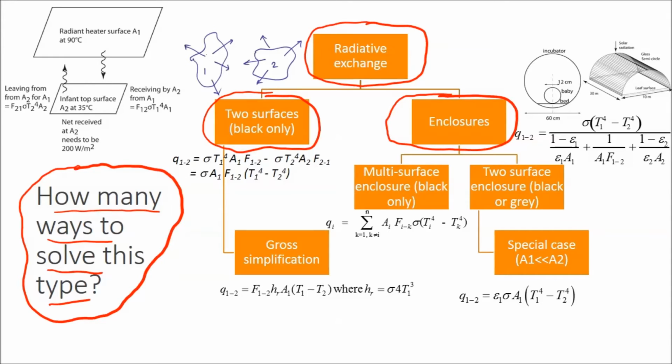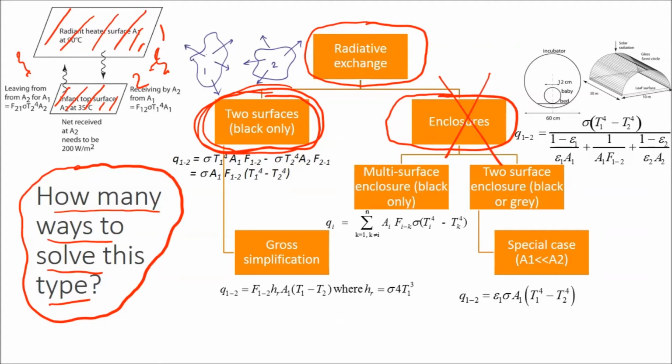Now this problem shows that it has this top radiating surface, and it has the infant surface. So this is surface 1, let's say, and this is surface 2. It certainly looks like a two surface problem. It is unlikely to be an enclosure problem, because these sides are open. These sides are all open, so it's not an enclosure problem. So we now have narrowed down to it being a two surface problem.